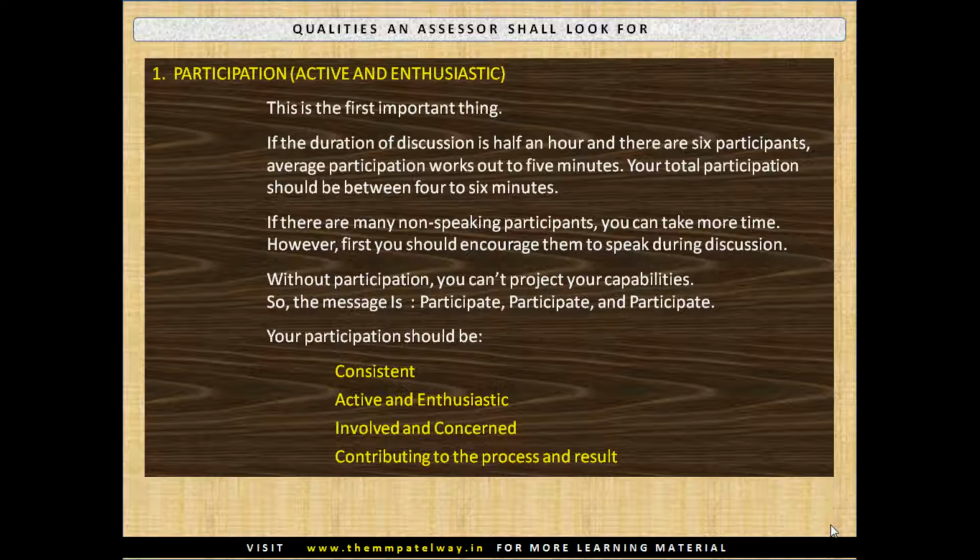This is most important. If you speak and speak and speak, and you speak irrelevant, you speak when it is not needed to be spoken, you interrupt others unnecessarily. In these situations, you are not contributing to the process positively. In fact, your contribution is negative. Similarly, if a task is given or a topic is given, your participation should contribute to the outcome of the task.